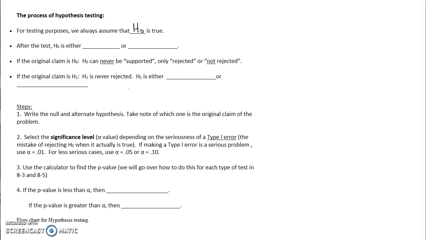After the test, H0 is either rejected or we fail to reject, or the data fails to reject. The original claim H0 can never be supported, only rejected or not rejected. But if our original claim was H1, or the alternative hypothesis, then when it comes to our conclusion, we will either support or fail to support.